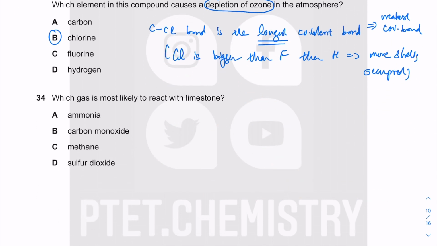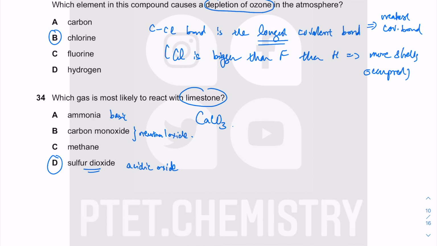34, most likely to react with limestone. So this is calcium carbonate. You're looking for something which is acidic. So this is an acidic oxide. This is basic. This is a neutral oxide. And of course, methane is not an oxide. Oops, I don't know why I circled that. So we're looking for the acidic oxide, which is sulfur dioxide there, that can form acid rain and destroy this calcium carbonate by reacting with it.